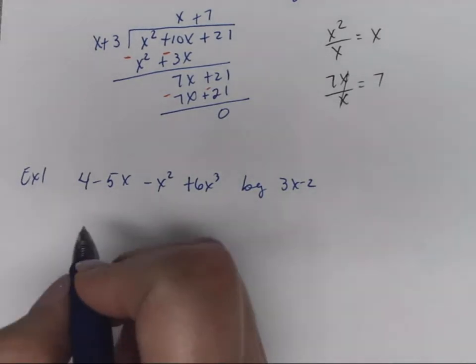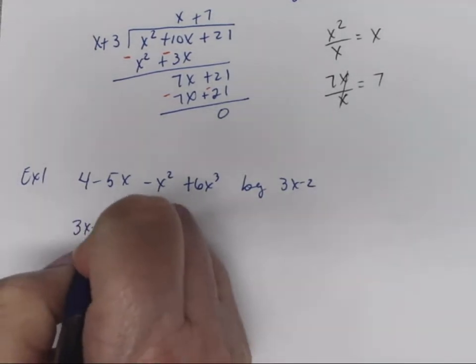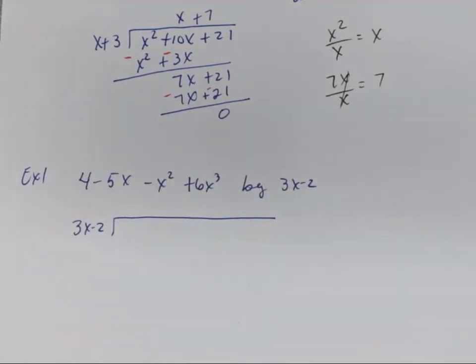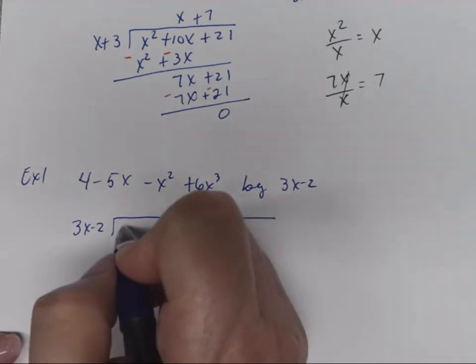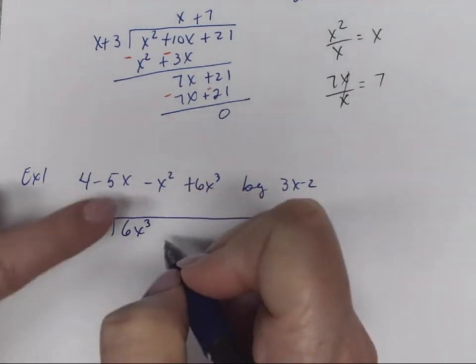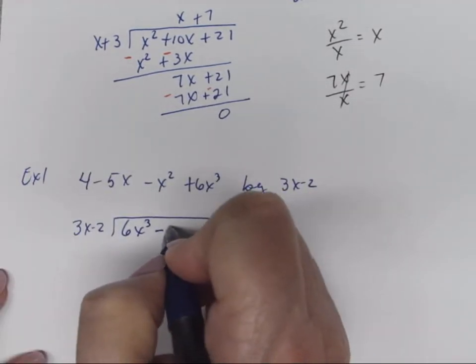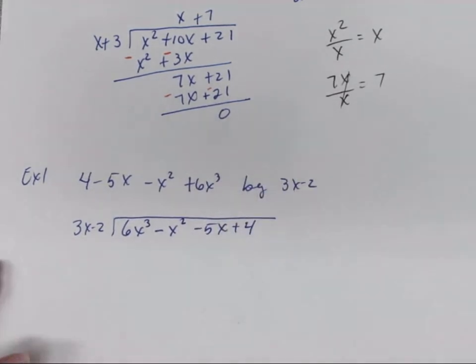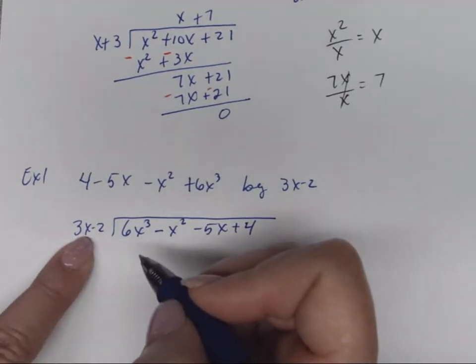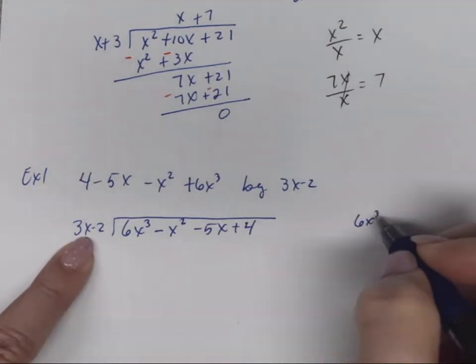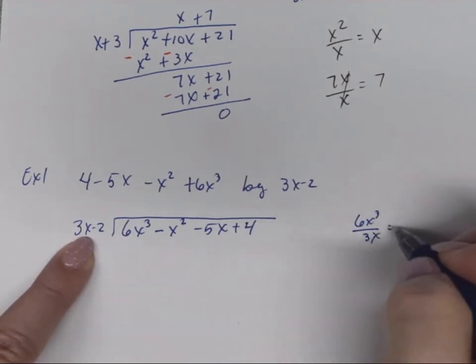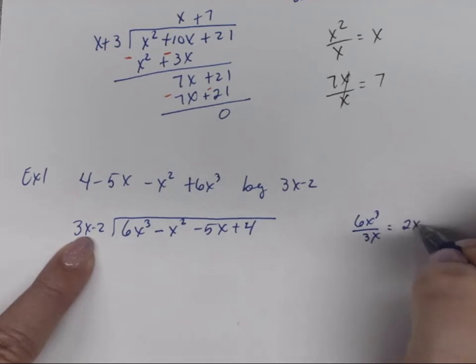So we're going to put 3x minus 2 here, and this you have to put in descending order. So we're going to have to reverse this around. So it'll be 6x cubed. The negative sign still stays with it, so minus x squared minus 5x plus 4. So make sure you get your signs right if you have to move it around. All right, so 6x cubed divided by 3x will get us 2x squared.